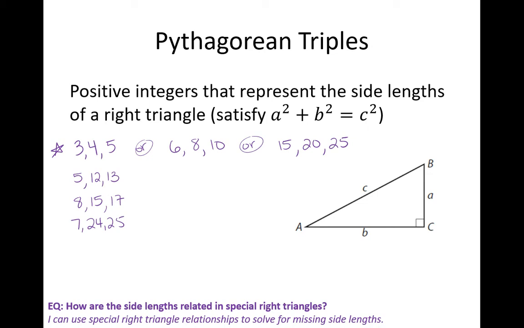Oh, if you Google Pythagorean triples, they'll give you a whole bunch more because there are lots. But again, the most common one is the 3, 4, 5.